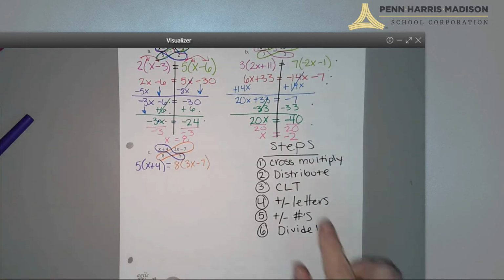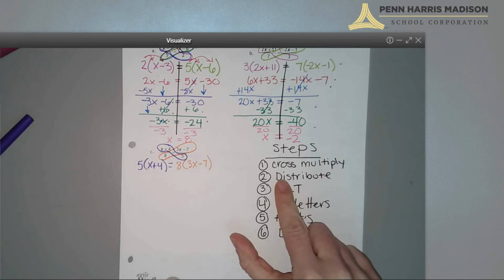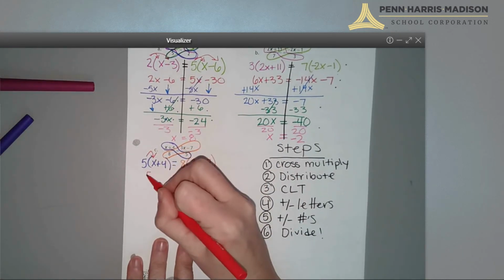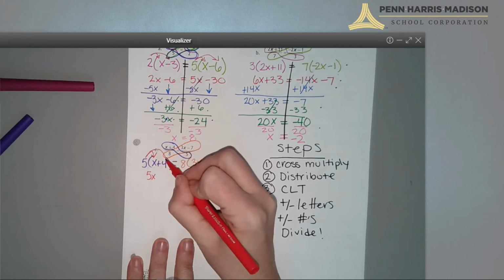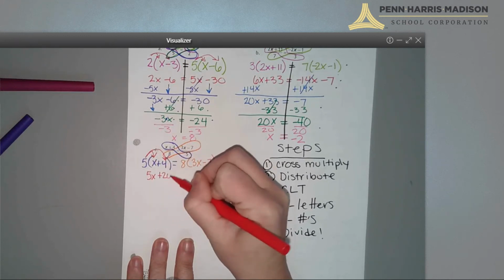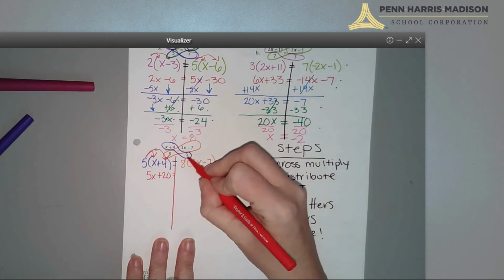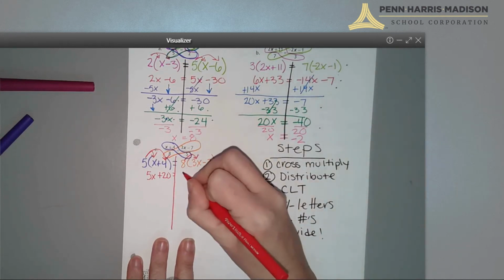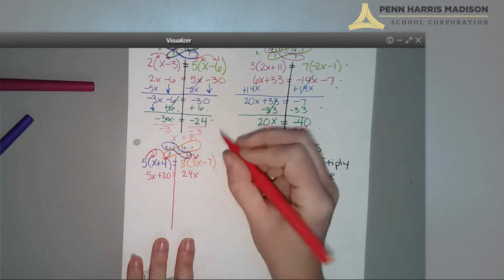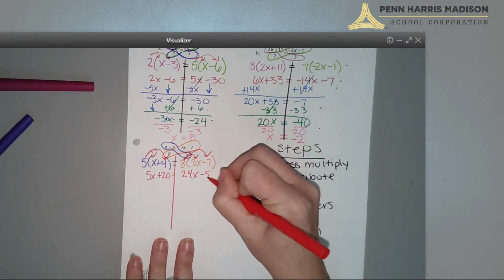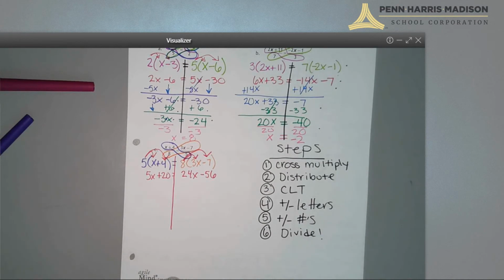Okay. Step 2 is to distribute. 5 times x is 5x. 5 times 4 is a positive 20. Draw my line there. Over here, 8 times 3x is 24x. And 8 times negative 7 is going to be negative 56. And if you don't know those multiplication facts, guys, no big deal. Get your calculator out.